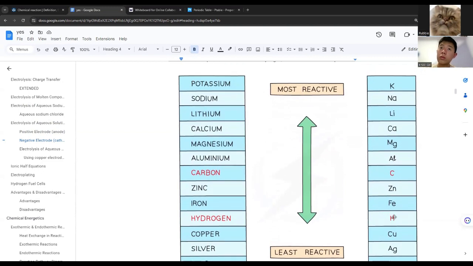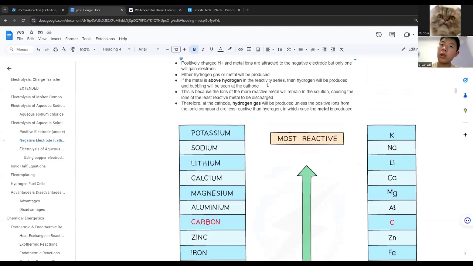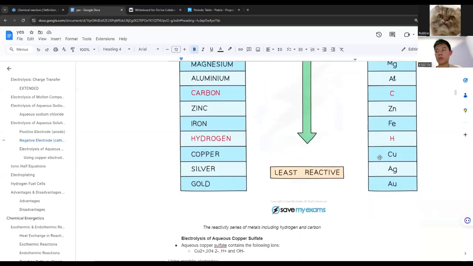Just look at this table. If the metal is more reactive than hydrogen, hydrogen will be produced at the cathode no matter what. This is because the ions of the more reactive metal remain in the solution, causing the ion of the least reactive metal to be discharged. Therefore, at the cathode, hydrogen gas will be produced unless the positive ions from the ionic compound are less reactive than hydrogen, in which case the metal is produced, like copper, silver, or gold.